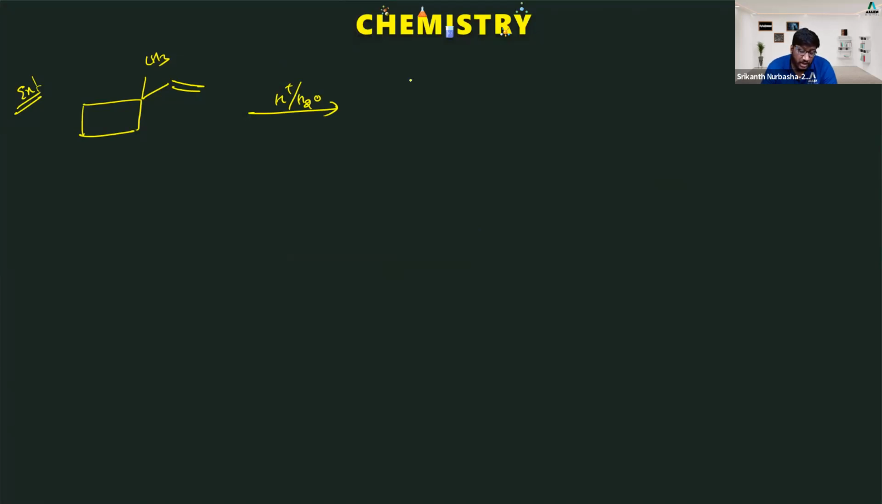So what will happen in the first case? The pi electrons attack H plus. As soon as the pi electrons attack H plus, you will generate a positive charge here, CH3, CH3. Yes or no? Now, can I write the mechanism in this way? Positive charge here. Can I write like this?